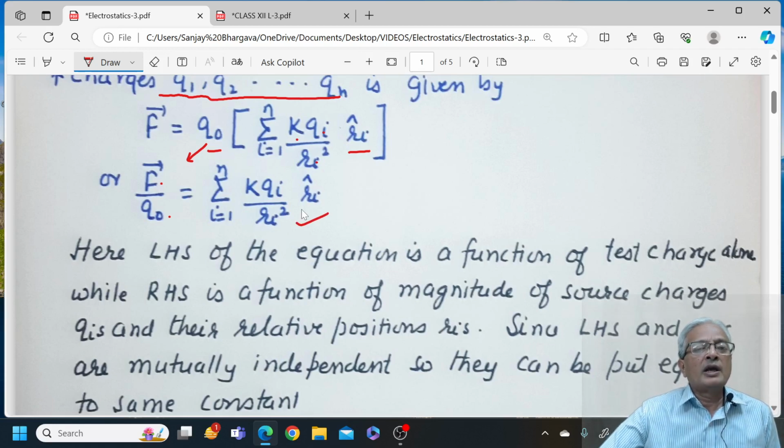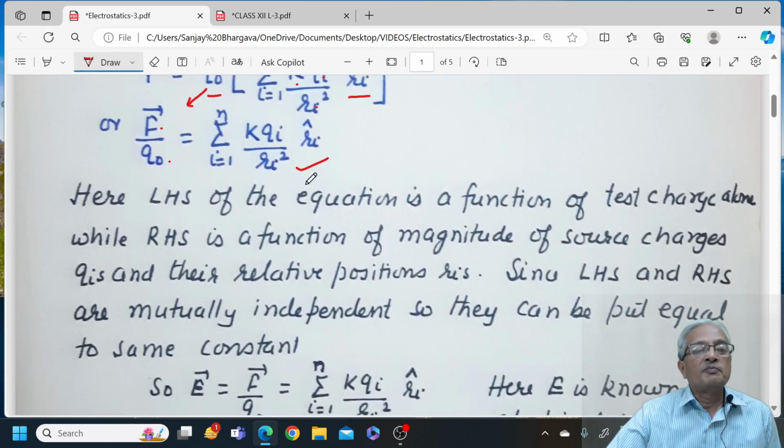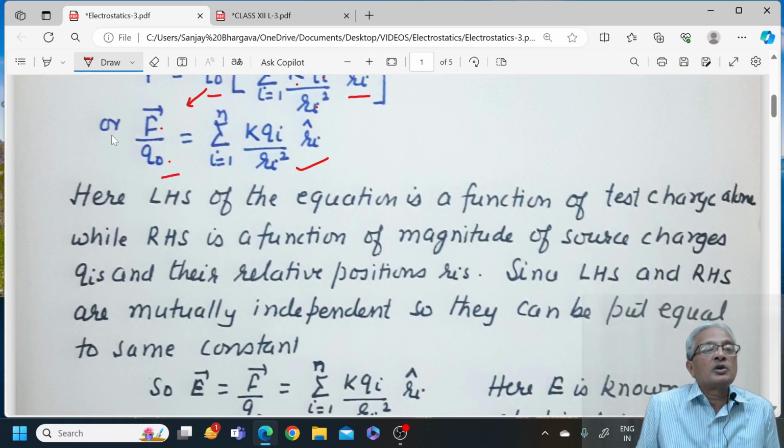Now look at this equation very carefully. On the LHS, what does F represent? F represents the force on the test charge. What does Q0 represent? Q0 represents the magnitude of the test charge. So I can say the LHS of the equation is a function of the test charge alone, because F represents the force on the test charge and Q0 represents the magnitude of the test charge.